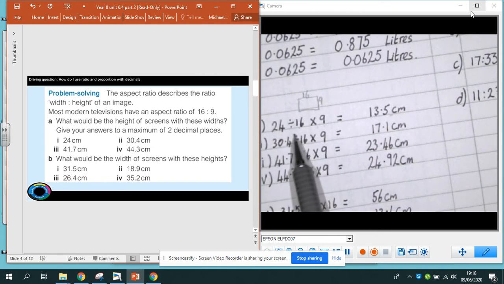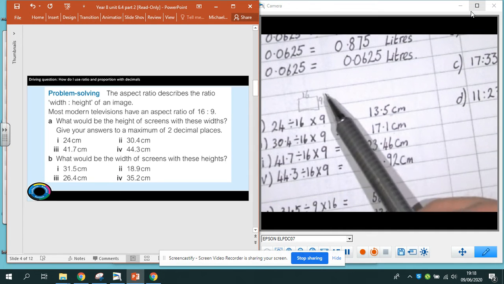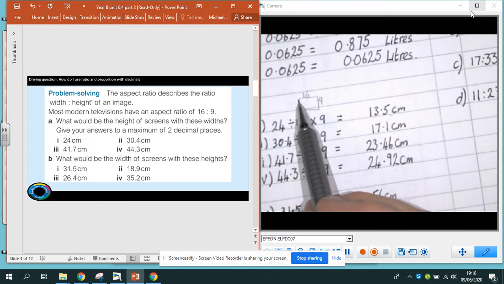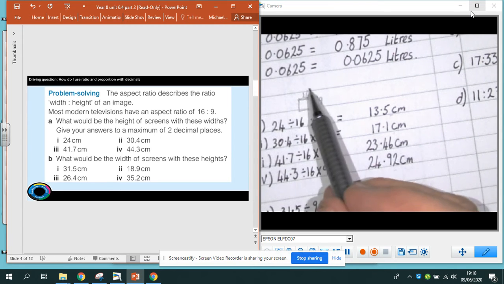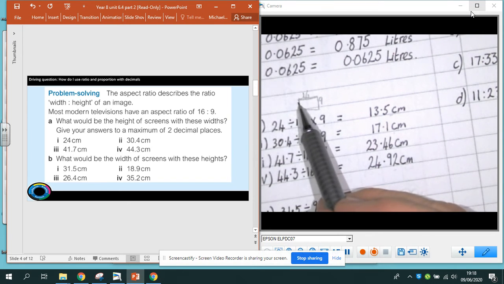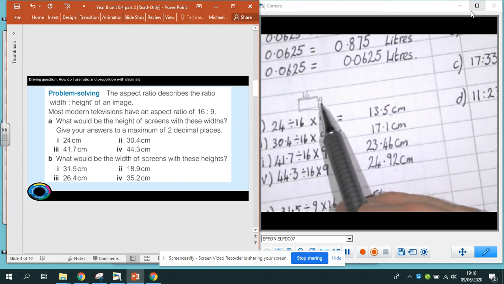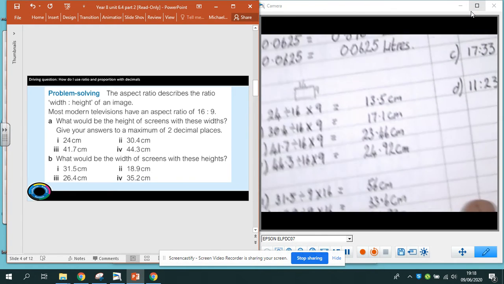So I divide by the height, multiply by the width, because I know the height, I'm looking for the width. The next one, exactly the same, divide by 16, multiply by 9, gives me 17.1. Divide by 16, multiply by 9, gives me 23.46, and so on. And finally 24.92. So I divide the number by the ratio that I know. So because I know that these numbers are 16, because I know the width, I divide by 16, multiply by 9.